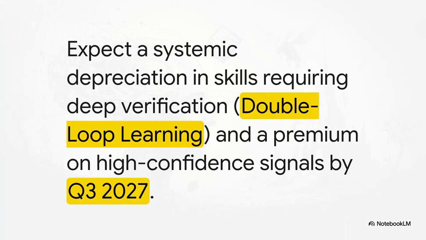So this whole audit leads to a logic that's pretty inescapable. Systems, whether they're human or organizational, that are optimized for short-term energy saving and social status gains will systematically, always, devalue the slow, expensive, and socially risky process of verification. Therefore, if this incentive structure holds, watch for a systemic depreciation in skills that require deep verification, what the source material calls double-loop learning, and a corresponding premium placed on legible, high-confidence, but low-accuracy signals by the third quarter of 2027.